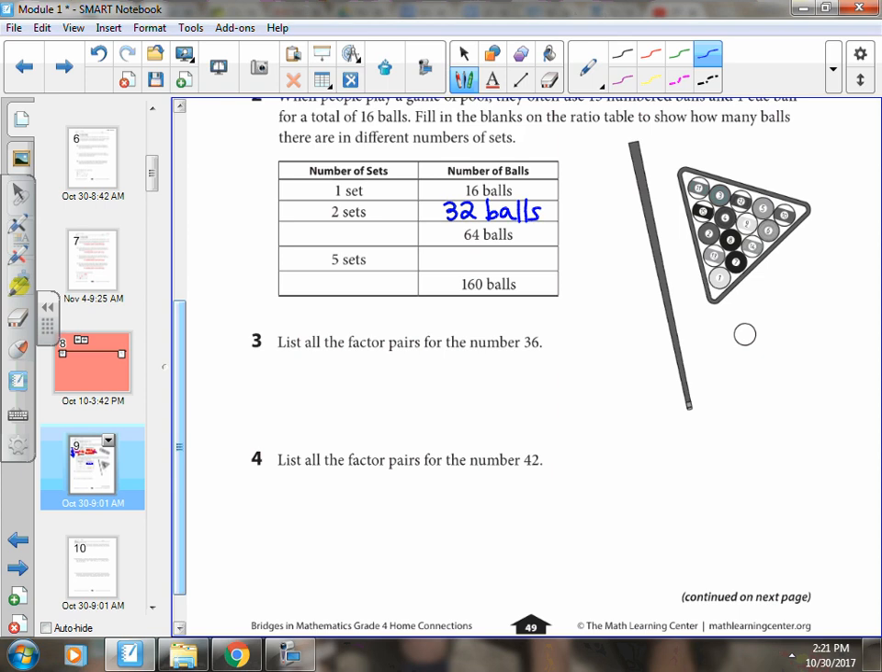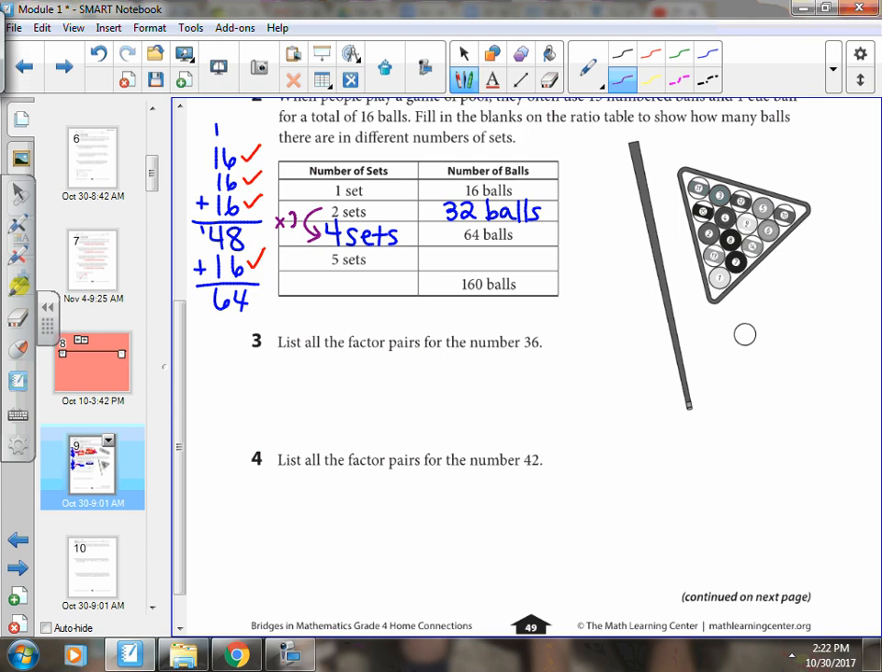Let's see, I wonder what 3 sets of 16 would be. It's 48. If I do one more set of 16, there's 64. So I see 1 set, 2 sets, 3 sets, 4 sets would be 64. Oh, and that makes sense. If you look at our ratio table, if you double the number of sets, notice how it just doubled the number of balls.